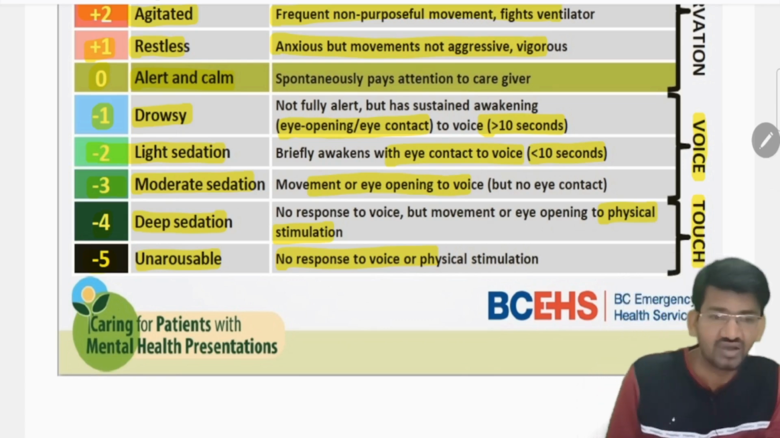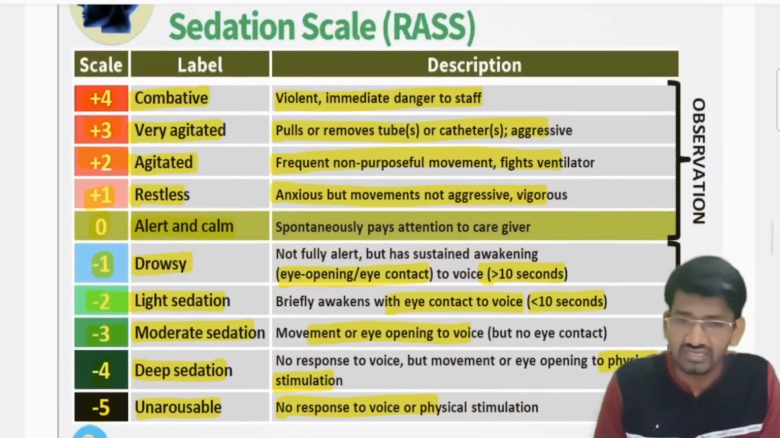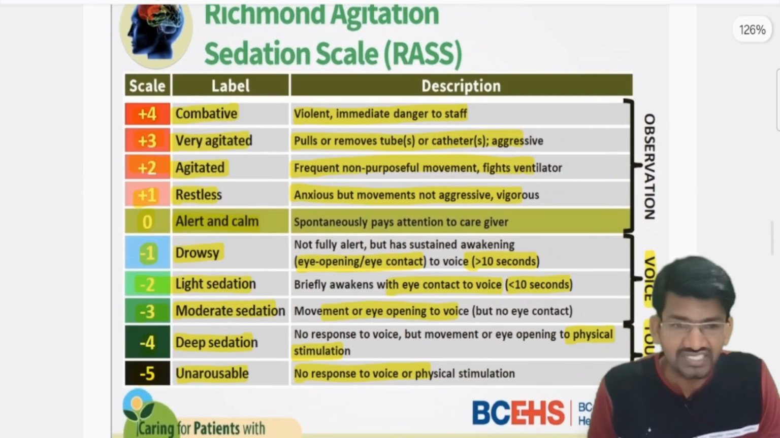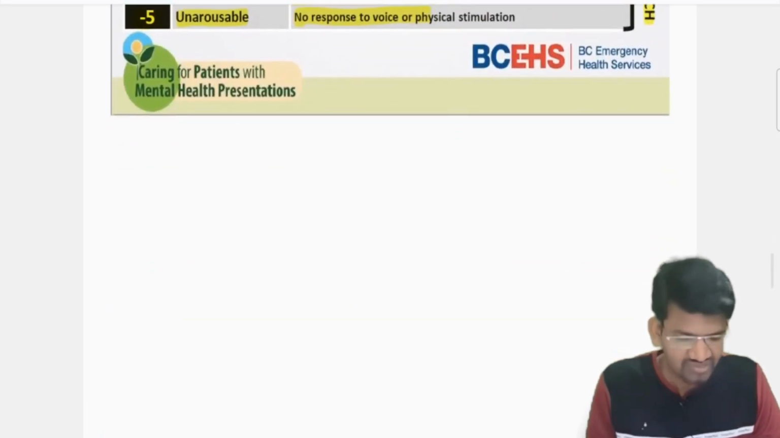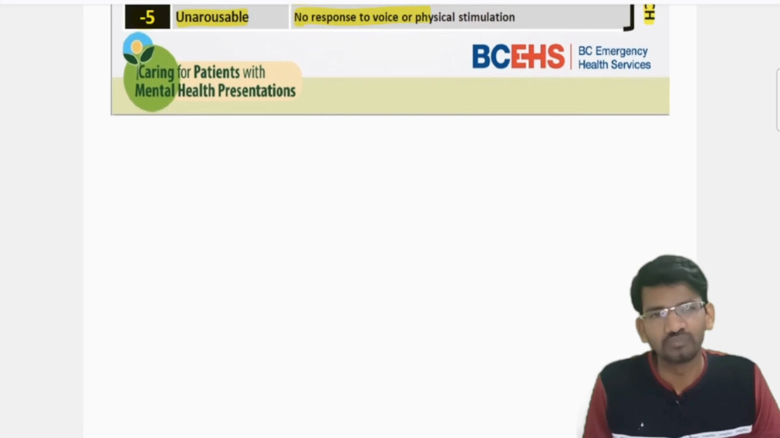Okay, so this is how we assess the RASS scale, agitation and sedation level. So then what is the interpretation? Now you have assessed the score of agitation and sedation level in a patient. So how do you interpret this score? What is the target of the RASS scale in ICU patients?